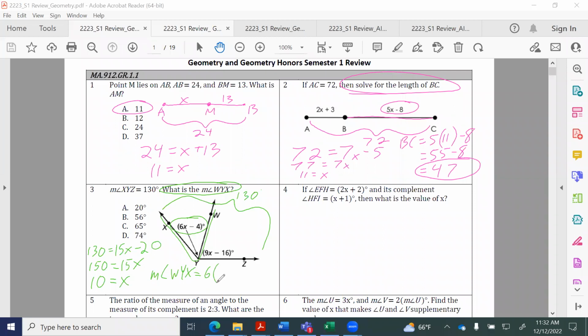6 parentheses 10 minus 4. So 6 times 10 is 60. 60 minus 4, 56. That's my answer.